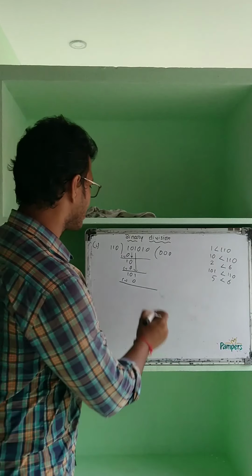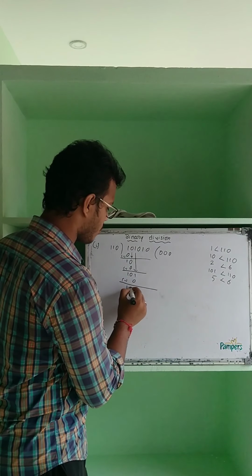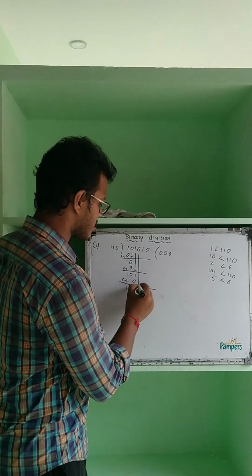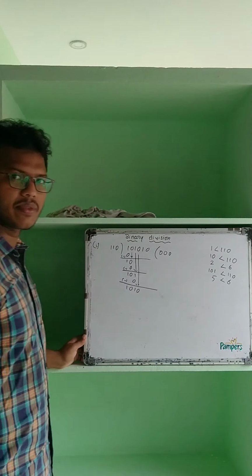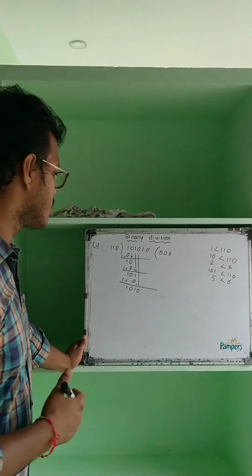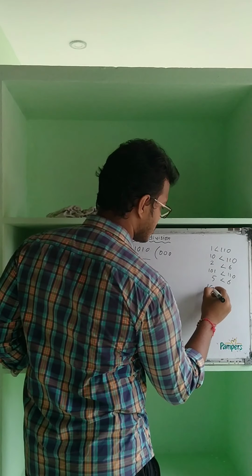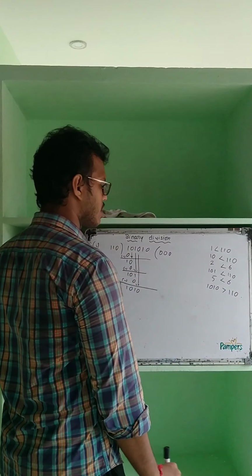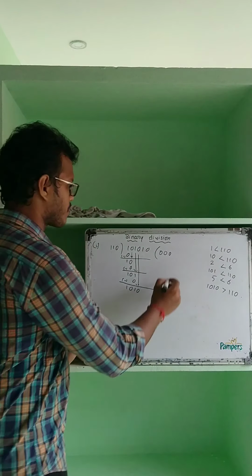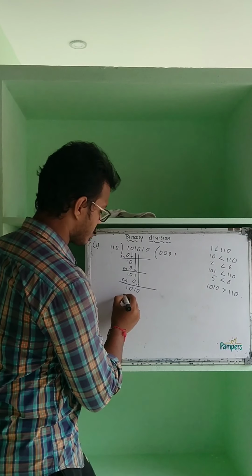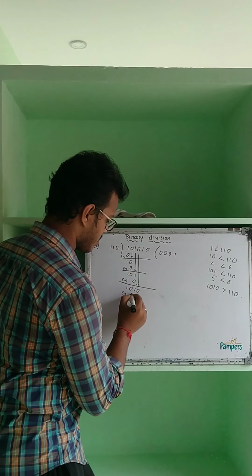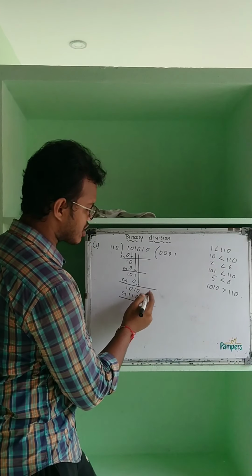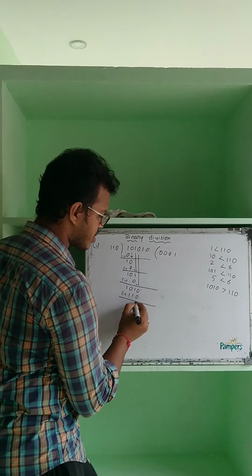Okay, bring down. So 101, what do we get? 101, bring down the 0 here. So now 1010 is greater than 110, right? So multiply by 110. If we do the subtraction of the binary numbers, what do we get?